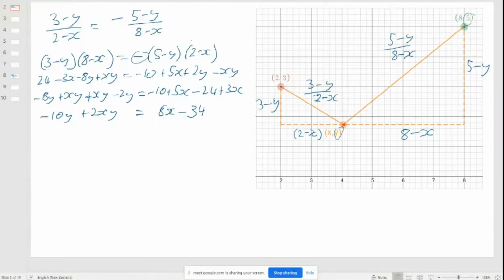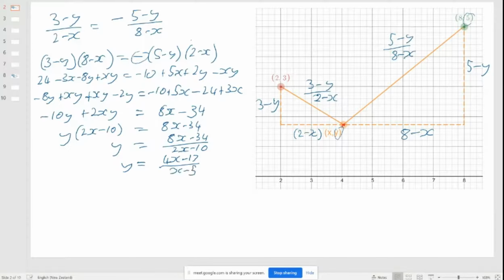I'll factorize the left-hand side for y. So I've got 2x minus 10, and on the right I've got 8x minus 34. Dividing both sides by 2x minus 10, okay, so now we have an equation. We'll just simplify that a bit. Divide everything by 2: 4x minus 17, divided by x minus 5.